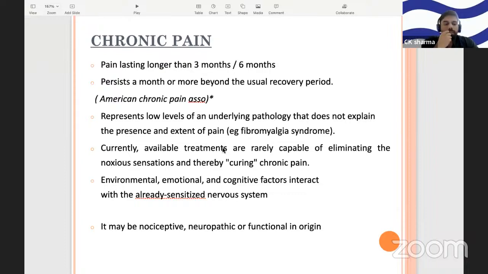And chronic pain is any pain that lasts longer than 3 to 6 months, and persists a month or more beyond the usual recovery period, according to the American Chronic Pain Association. It represents a low level of underlying pathology that does not explain the presence or extent of pain, for example, in fibromyalgia syndrome. Currently available treatments are rarely capable of eliminating the noxious sensations and thereby curing the chronic pain. Environmental, emotional, and cognitive factors interact with the already sensitized nervous system. So this chronic pain can be nociceptive, neuropathic, or functional in origin.